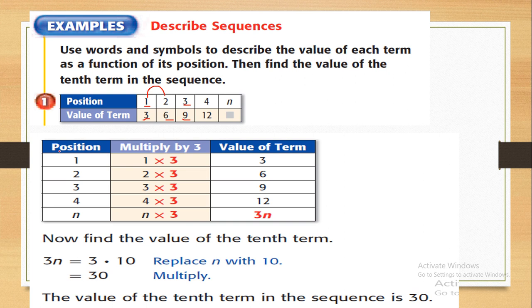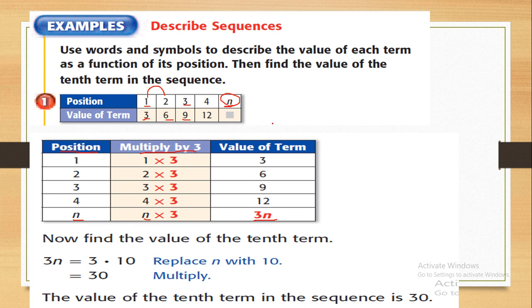So first of all, let's write the positions: 1, 2, 3, 4. And we don't know the value of n, so we will write n. Okay, so here the pattern is what? We multiply by 3. Let's see. 1 times 3 gives us 3. 2 times 3 gives us 6. 3 times 3 gives us 9. 4 times 3 gives us 12. So of course the n that we don't know, we will make it times 3. So n times 3 gives us 3n.